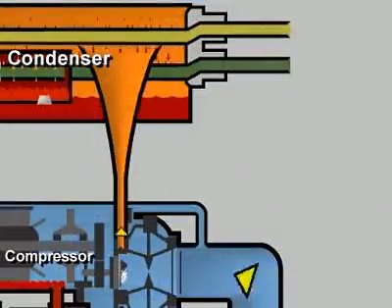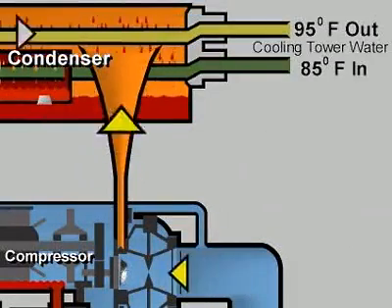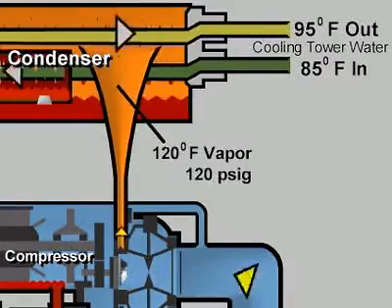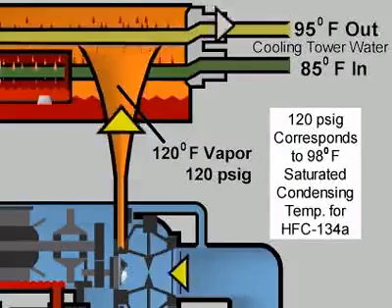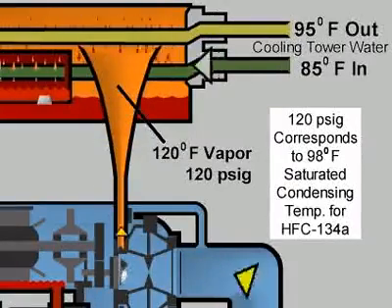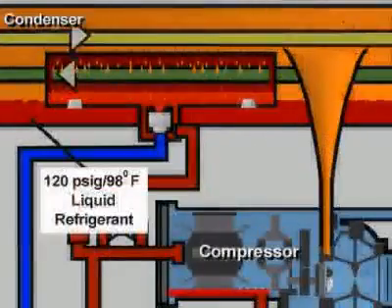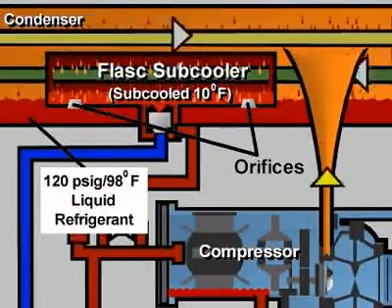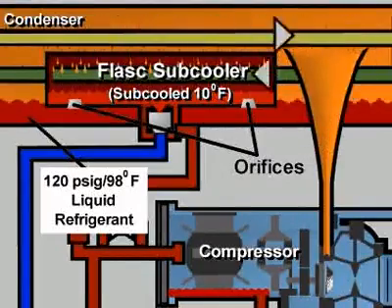The water-cooled condenser is a shell and tube heat exchanger similar to the evaporator. Cooling tower water at 85 degrees flows through the tubes, removing heat from the refrigerant vapor, causing it to condense on the outside of the tubes. Remember that the saturated condensing temperature of the refrigerant vapor is 98 degrees, causing heat to be transferred to the cooling tower water. The condensed liquid refrigerant drains to the bottom of the shell, where it passes through orifices into the flash subcooler, where it is subcooled about 10 degrees, as some of the liquid flashes to a vapor.